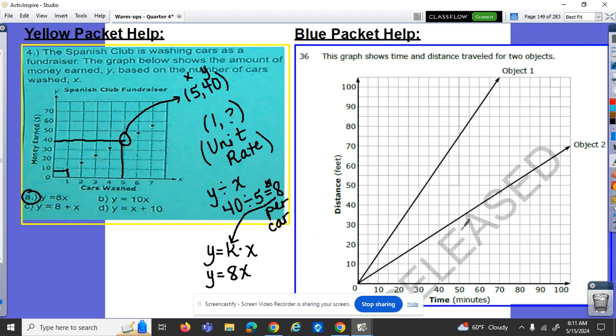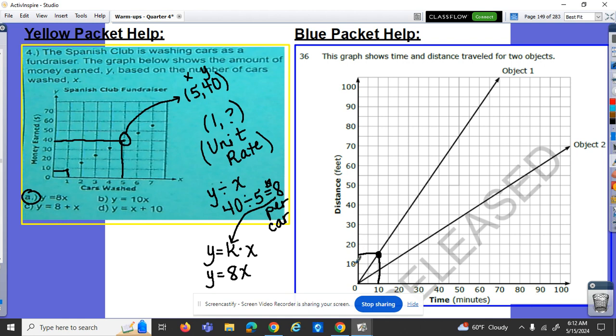Okay, take a look at 36. This is in your blue packet. I just want to give you a quick clue on this one. We have 2 objects, and they're both traveling. We're trying to figure out which choice is going to be true. So just like this one, we have to pick dots that are going to match well. So take a look at these 2 dots I'd like to give to you. This one right here would be a good one for object 1. So that's 10 minutes.